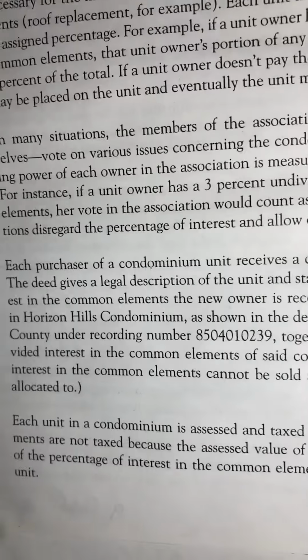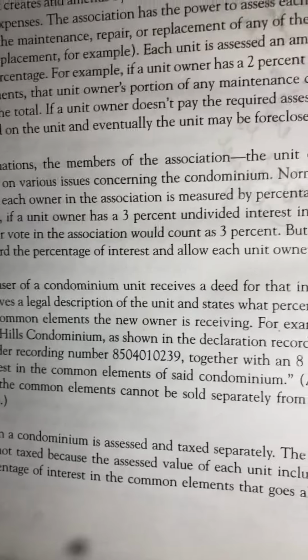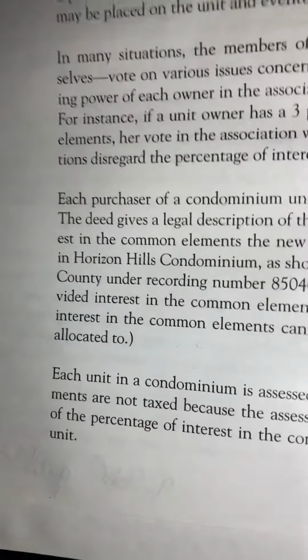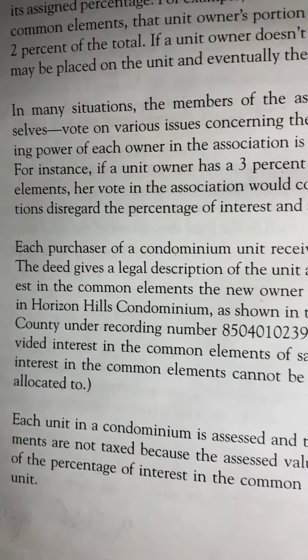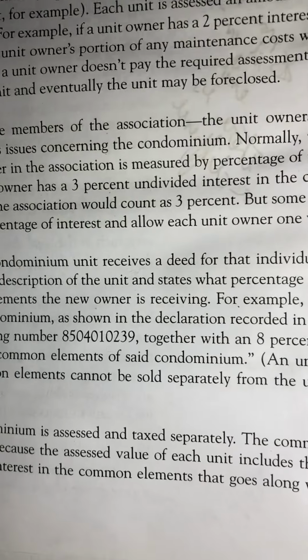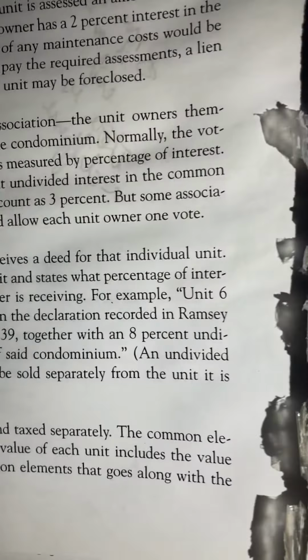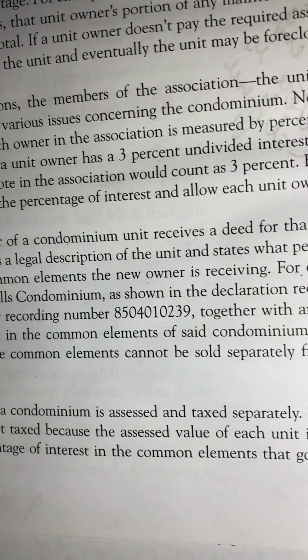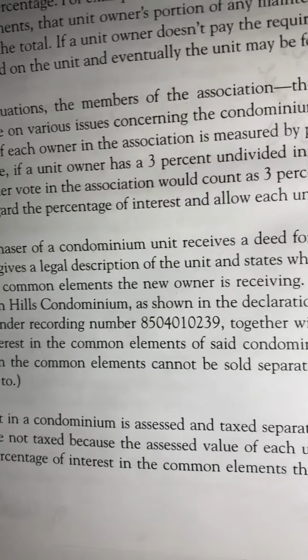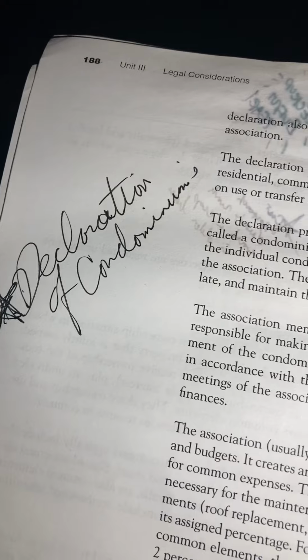An undivided interest in the common elements cannot be sold separately from the unit it is allocated to. Each unit in a condominium is assessed and taxed separately. The common elements are not taxed because the assessed value of each unit includes the value of the percentage of interest in the common elements that goes along with the unit. Extra note, Declaration of Condominiums.